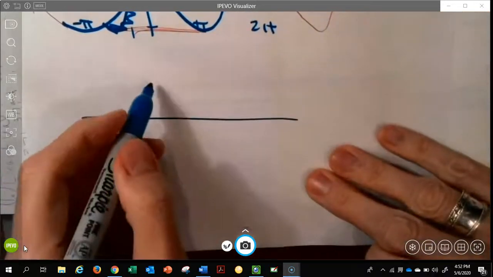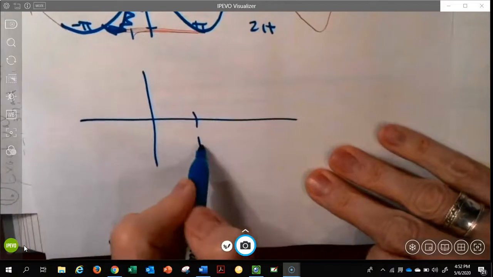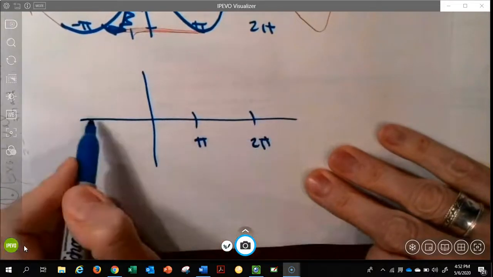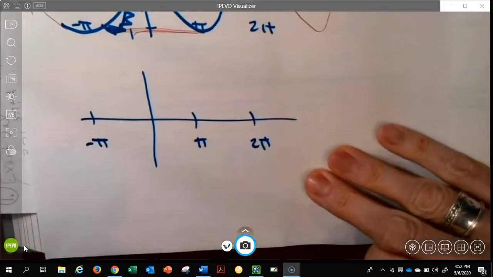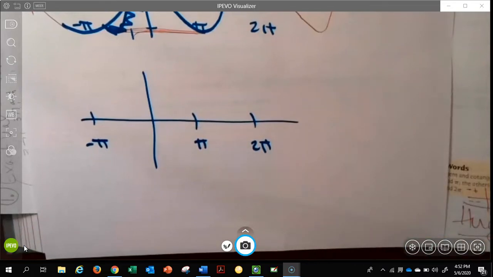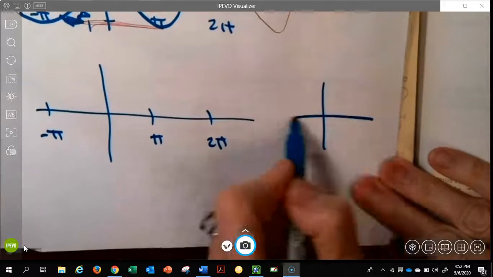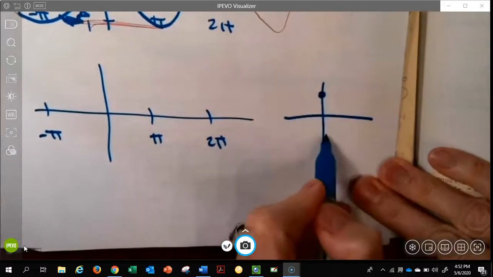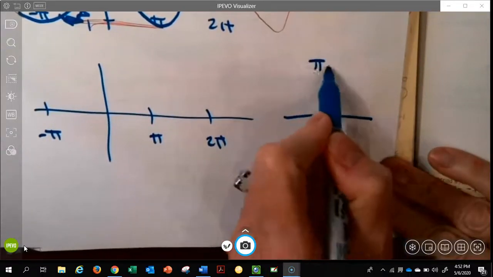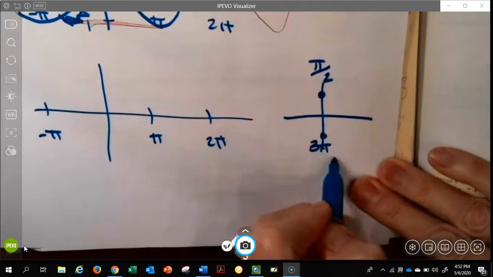And the only other graph I want to talk about is tangent. And tangent is just in a league of its own. I know that we've talked about and looked at that tangent is going to be undefined wherever x is 0. And so if you were talking about the quadrantals, x is going to be 0 at pi over 2 and at 3 pi over 2.